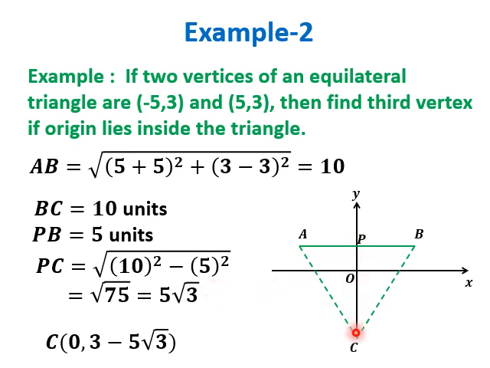Now we compute the distance PC, as this distance is 5 and this distance is 10. We can compute PC as square root of 10 square minus 5 square. So 100 minus 25, square root of 75. Square root of 75 can be written as square root of 25 into square root of 3. Square root of 25 is 5, so we get 5 root 3. On the y-axis, the x coordinate is 0 and this distance is 3, and the total distance is 5 root 3. So this particular OC we want to compute, which will be 3 minus 5 root 3. So this is the coordinate of C.